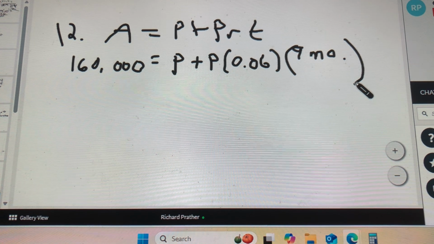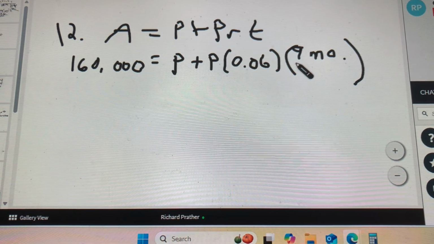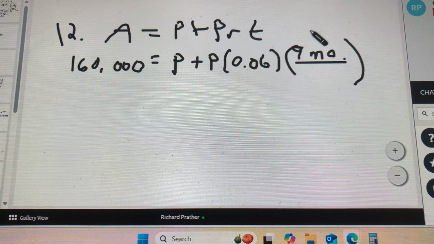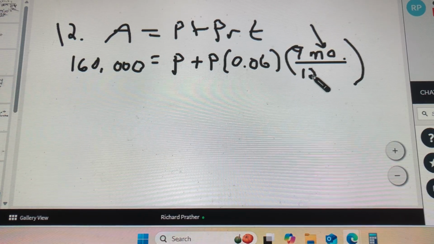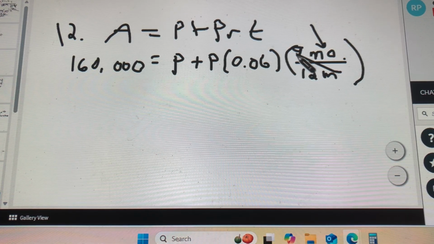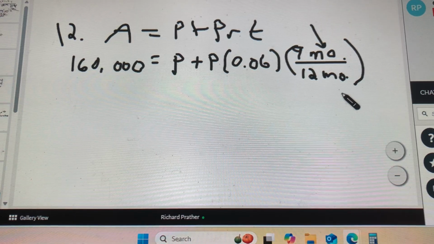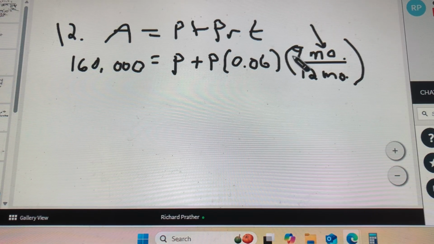When it's in anything besides years, like months or days or weeks, or they even do quarters sometimes, then you have to do one extra step of dividing by how many of these there are in a year, whatever the units are. How many months are in a year? 12. So I have to have an extra step of dividing by 12. If there's days, then you divide by 365. Weeks, divide by 52. Quarters, divide by 4. It's just one little extra step.